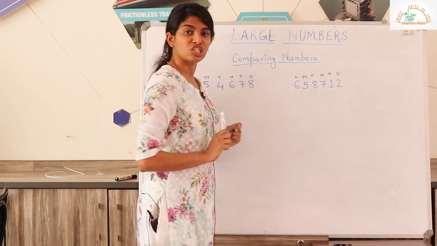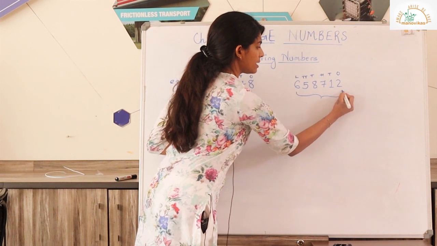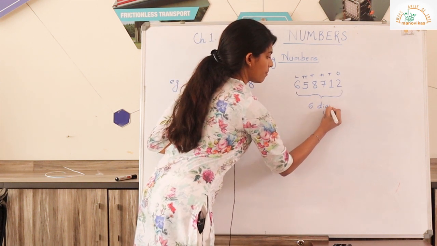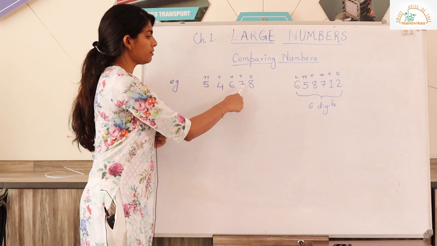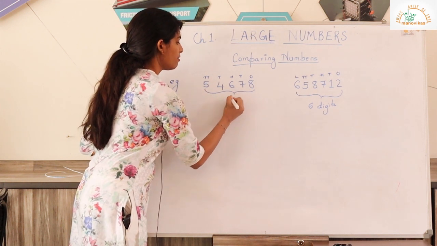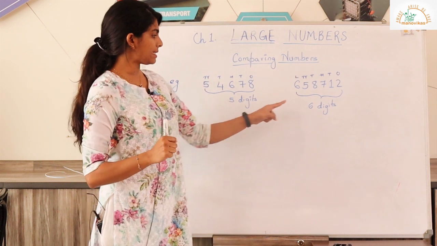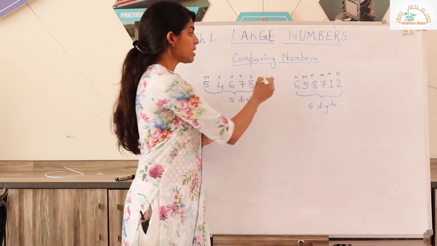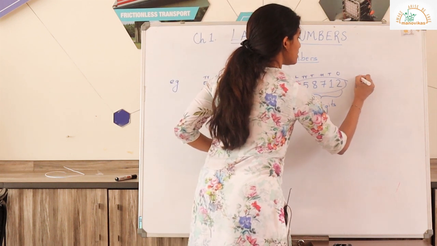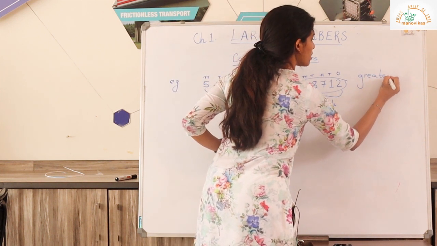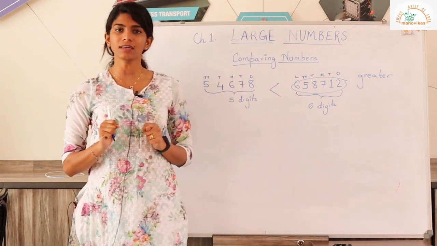In this case, how many digits are there? Let's count 1, 2, 3, 4, 5, 6. There are 6 digits. In this particular case, how many digits are there? 1, 2, 3, 4, 5. So here there are 5 digits. Now you know that 6 is greater than 5. So that means this number is greater than this number. So you can put a sign like this with the opening side for a greater number.